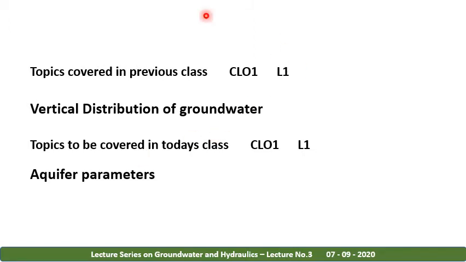In previous classes, we have discussed the vertical distribution of groundwater, which comes under CLO 1 and lecture learning objective 1. We discussed the different layers of water present inside the earth's crust, like the soil layer, intermediate zone, and capillary zone, where the availability of water is highlighted. We understood the pressure or availability of water in each type of layer and rock, and whether it is free water or trapped water.